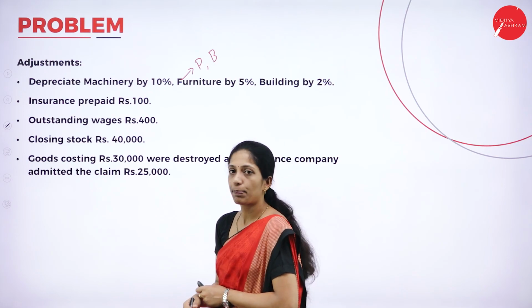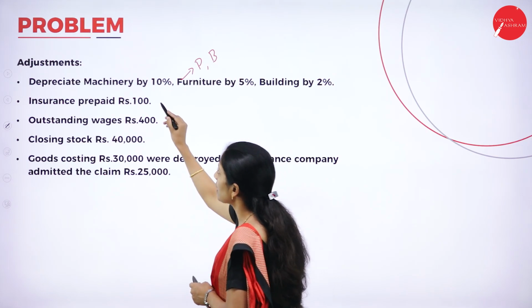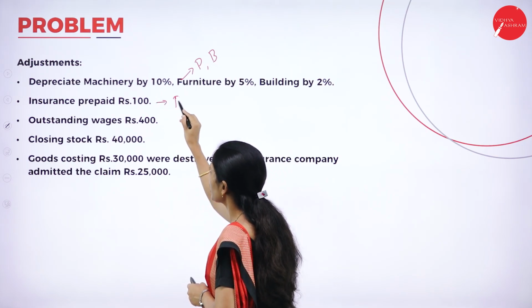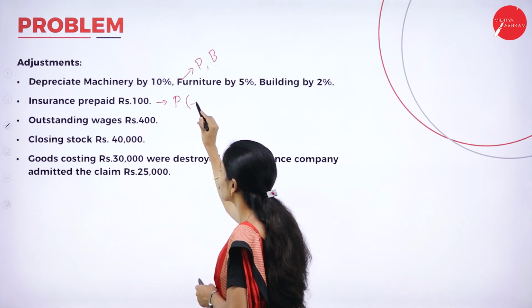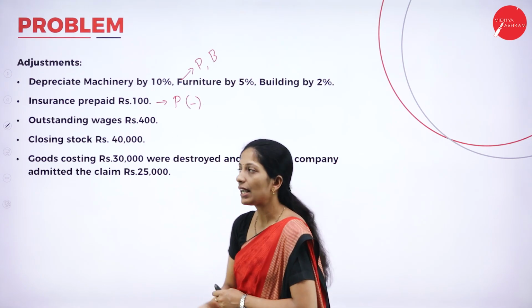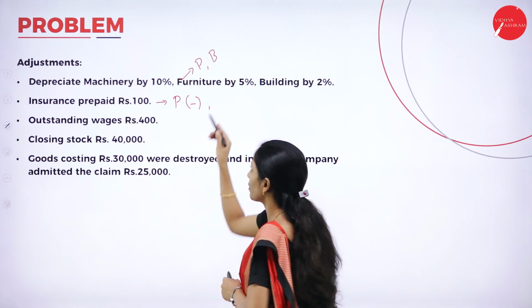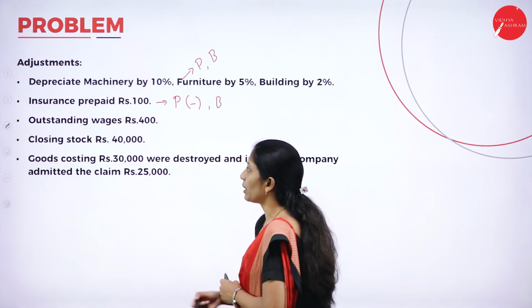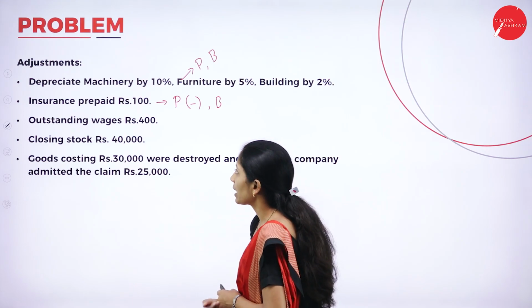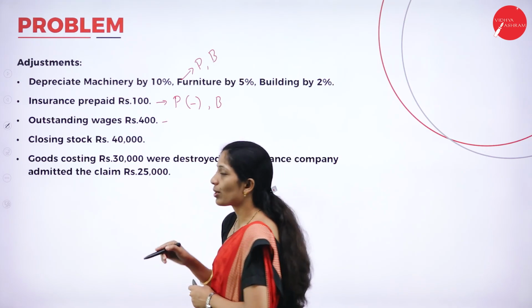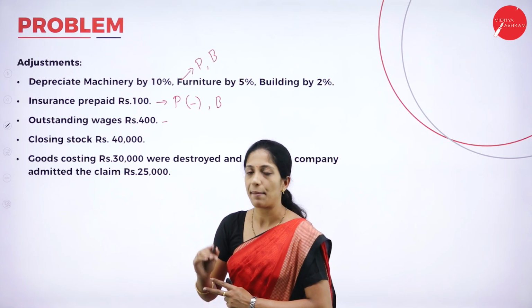Next, insurance prepaid. Insurance is an indirect expense, so we'll record it in the profit and loss account, where we have to minus the prepaid. And insurance prepaid is an asset, so we will record it on the asset side of the balance sheet. Next, outstanding wages. It's a liability, so we'll record it in the balance sheet, that is, on the liability side.